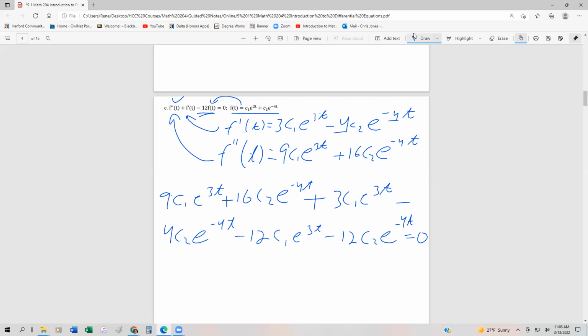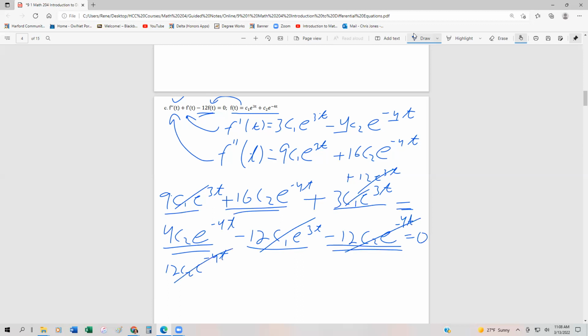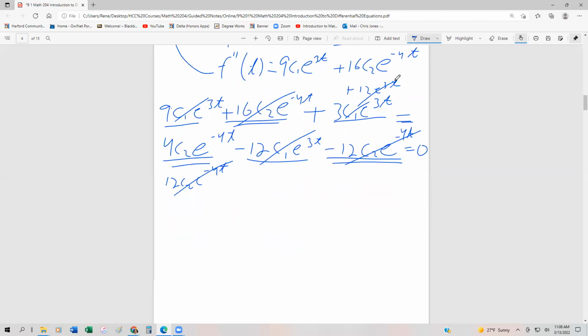All right, so let's see if that works out. So we have 9 and 3. So this is going to be a positive 12 c1 e^(3t). But then down here we have a minus 12 c1 e^(3t). So these are all going to cancel out. Over here, we have positive 16 minus 4. All right, so that's going to be 12 c2 e^(-4t). But then we have a minus 12 c2 e^(-4t). So those cancel out as well. And so what we end up with is the profound statement that 0 equals 0. And so indeed, it does satisfy.